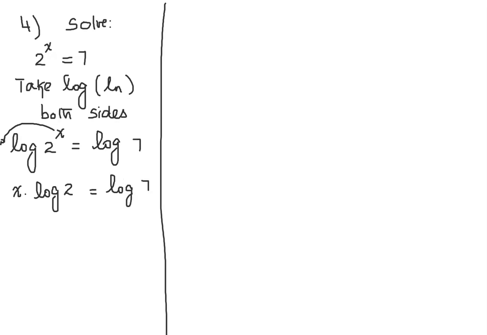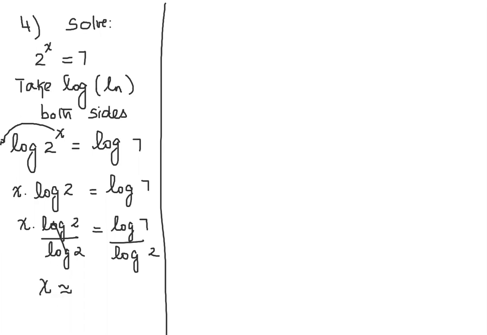So we have to get x by itself, so we divide both sides by log 2. And x equals log 7 over log 2. Use your calculator and approximate to 4 decimal places. Enter this on your calculator. We get 2.8074. Even if you take ln or log, you get the same answer.